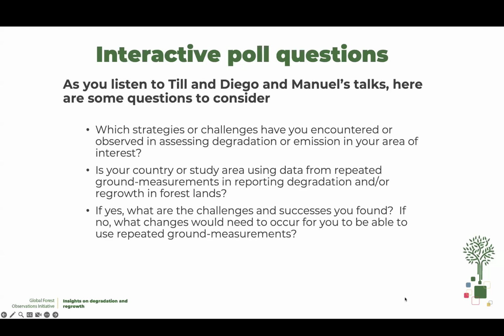We will ask you if your country or study area is using data from repeated ground measurements. Here we go. It's nice to have them on screen as well. On repeated ground measurements in reporting degradation and or regrowth in forest lands. And if yes, what are the challenges and successes you found? And if no, what changes would need to occur for you to be able to use repeated ground measurements? So keep these questions in mind as we are going to listen to the next presentation.